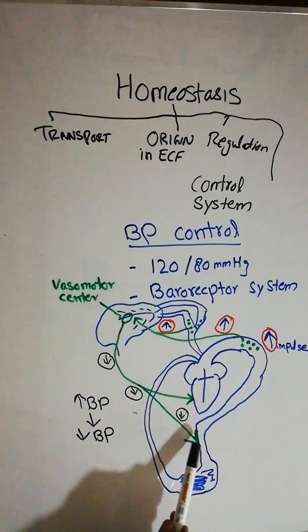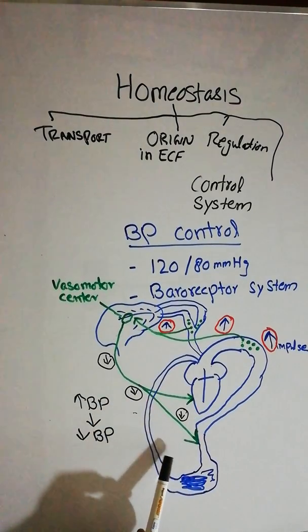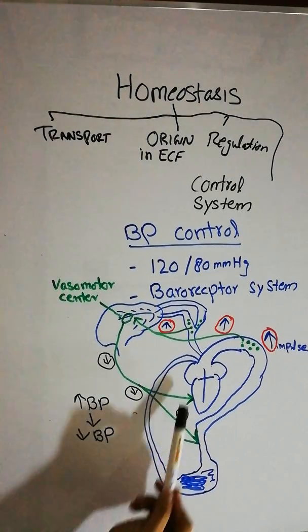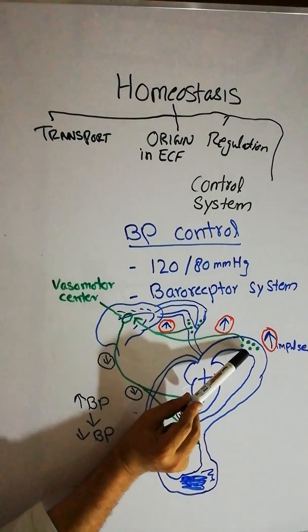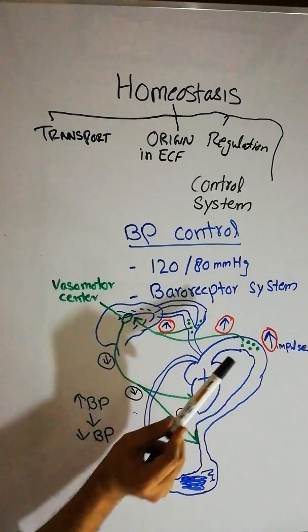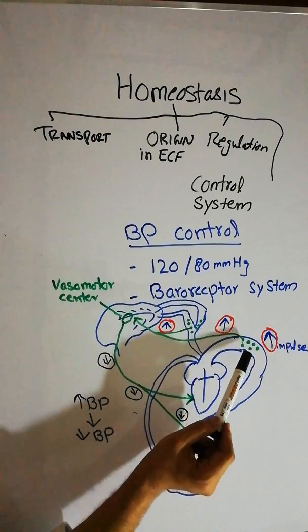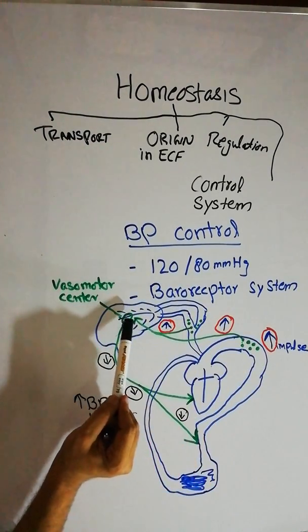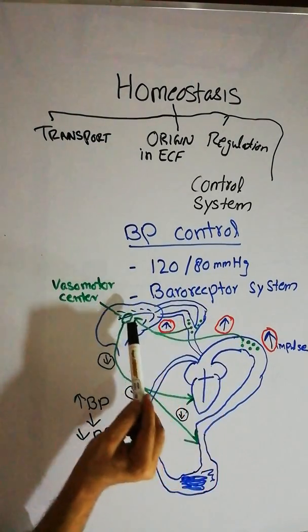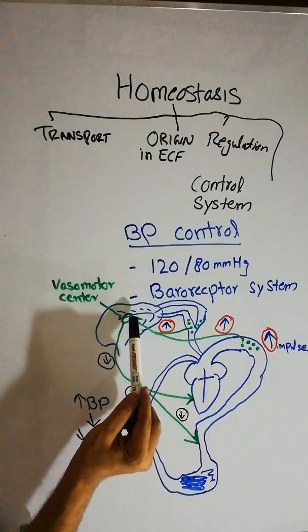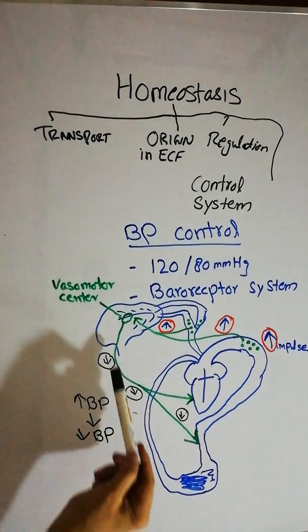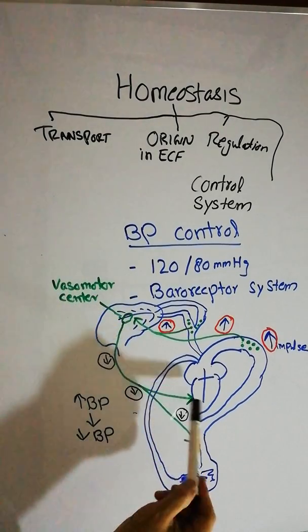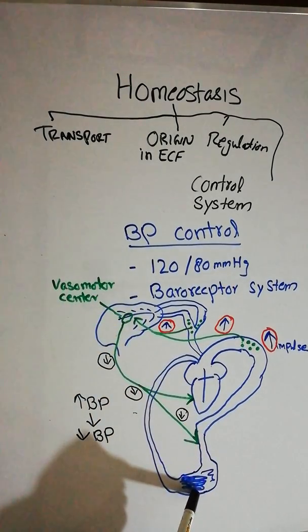Blood pressure tends to increase due to constriction of the blood vessels and an increase in the pumping rate of the heart. It will stretch the receptors. When the baroreceptors get stretched, the impulses toward the vasomotor centers will increase. When the increase in impulses is detected by the vasomotor centers, it will decrease the signals towards the heart and the vessels.